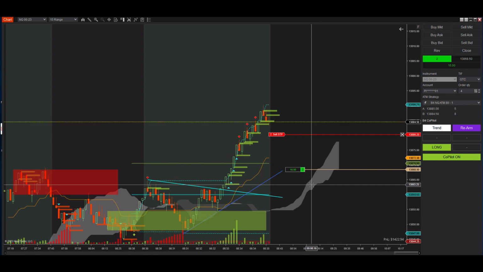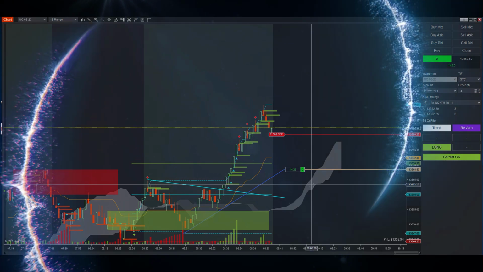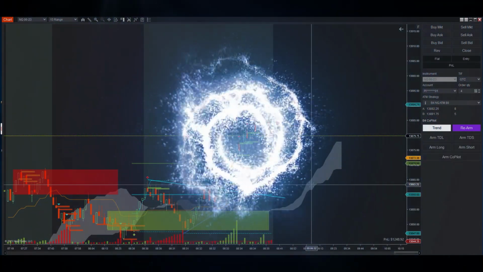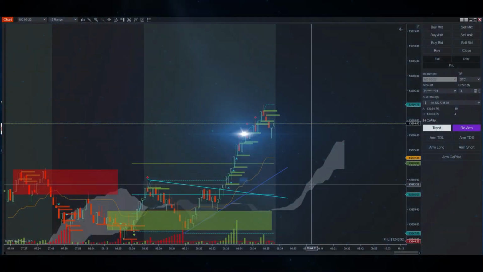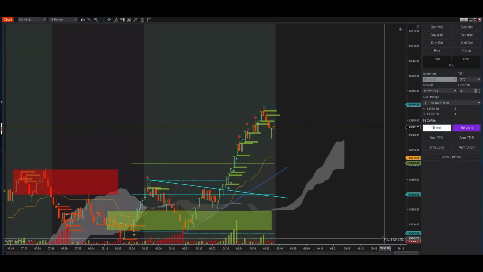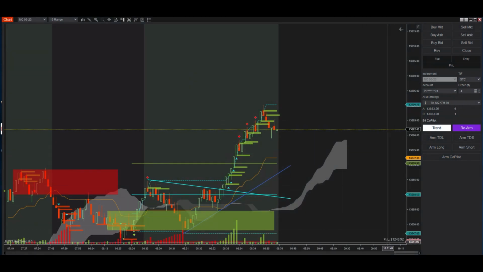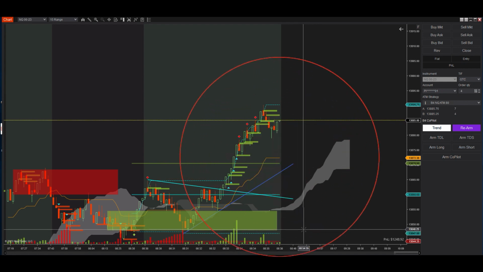Looking at the Ichimoku, the Kijunsen is flattening out. The Senkou span A and B is flattening out. That should take us, yep, that took us out. $1,248. When the Kijunsen goes flat, price will pause and return back to the Kijunsen.